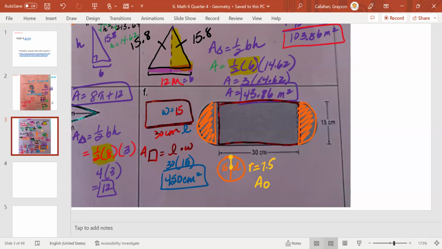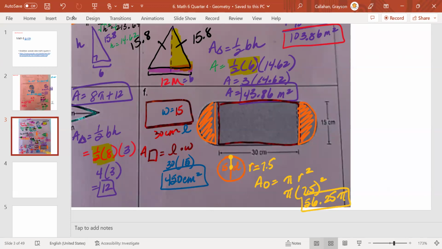So let's find the area of the circle, which is pi r squared. Pi 7.5 squared. So grab your calculator. What's 7.5 squared? Okay, 56.25 pi. That's the area of the circle.